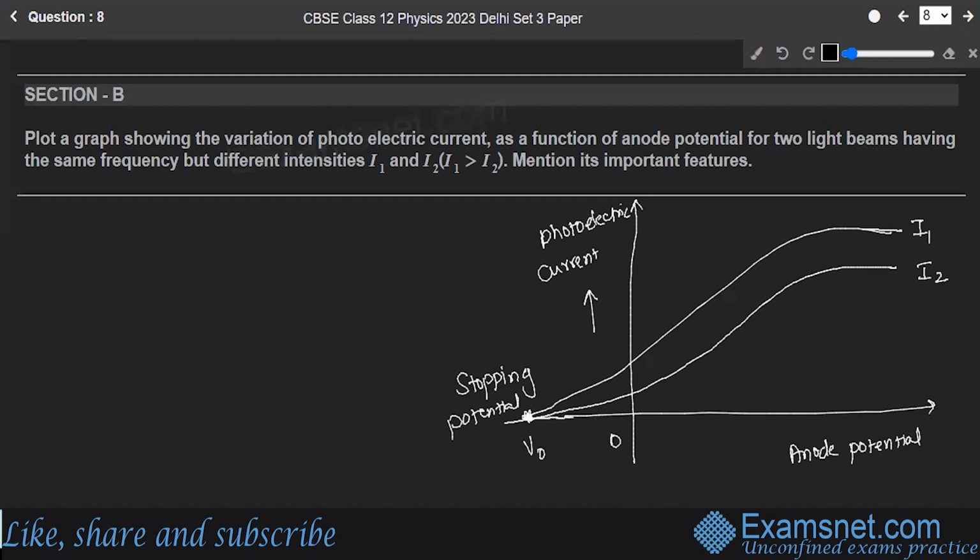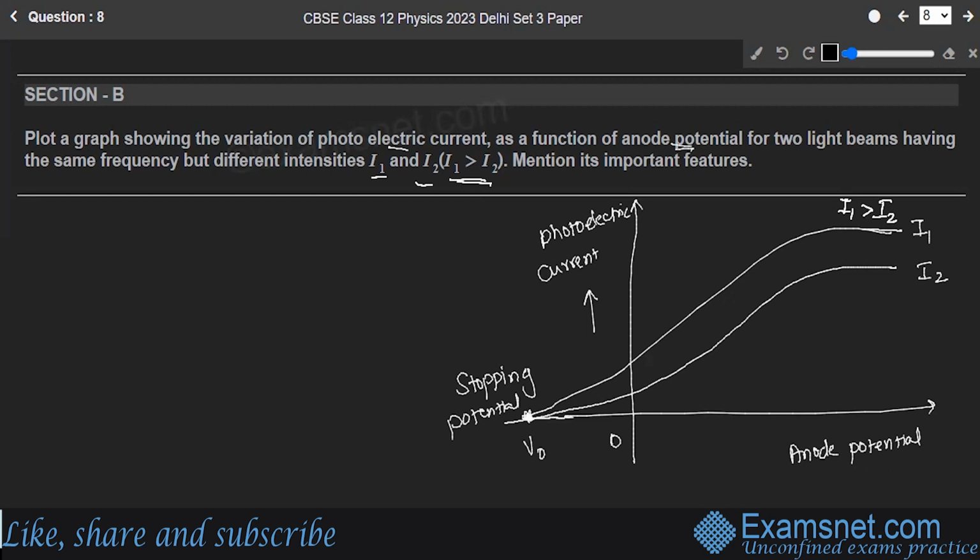Number 8. Plot a graph showing the variation of photoelectric current as a function of anode potential. This is the photoelectric current over here, and this is your anode potential, for two light beams having the same frequency but different intensities I1 and I2, where I1 is greater than I2. Over here, you have I1 greater than I2. Now mention its important feature.